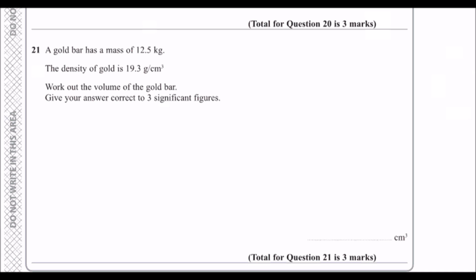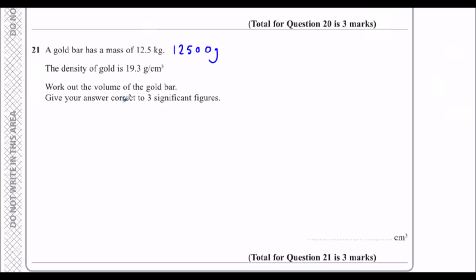Question 21. A gold bar has a mass of 12.5 kilograms. The density of gold is 19.3 grams per centimeter cubed. So we've got grams and kilograms. A kilogram is 1,000 grams, so 12.5 kilograms is 12,500 grams.